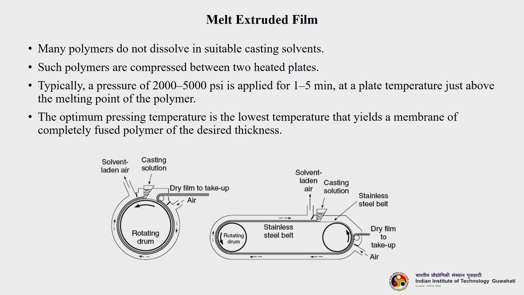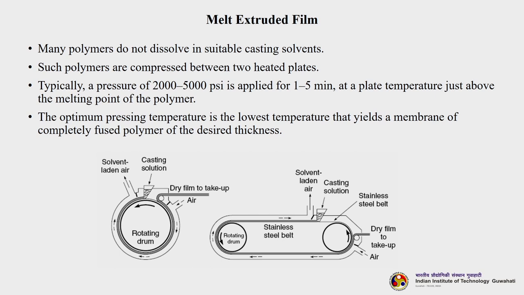The next one is the melt extruded film. This is exclusively used for certain polymers which do not dissolve in suitable casting solvents, like nylon. Such polymers are compressed between two heated plates. Typically a very high pressure is applied, usually 2000 to 5000 psi, for a very short residence time, usually 1 to 5 minutes.